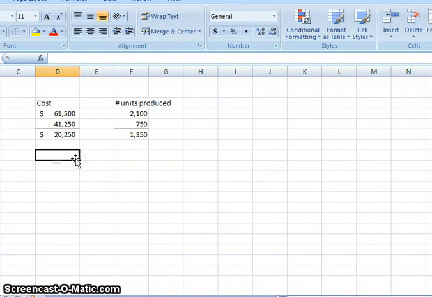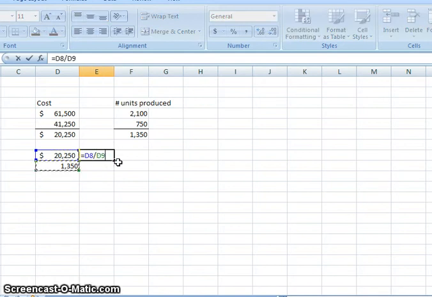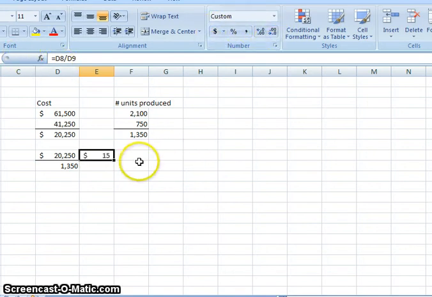So what we're going to do is take the difference in the cost over the difference in the number of units and divide the two of those by each other. What you're going to come out with is the variable cost per unit. So that is 20,250 divided by 1,350. And what we've got here is a $15 variable cost per unit for each item that is made. Alright, so this is really your step 1.